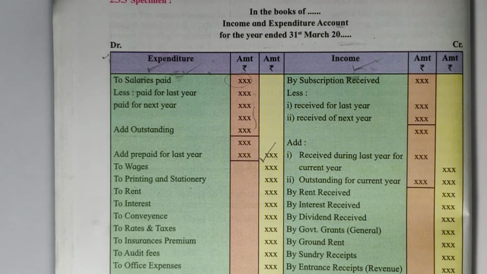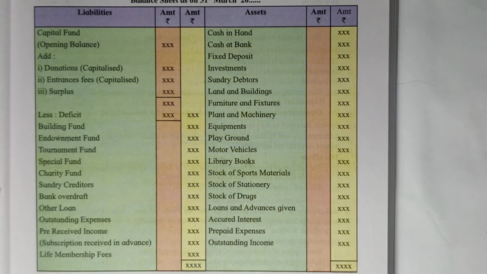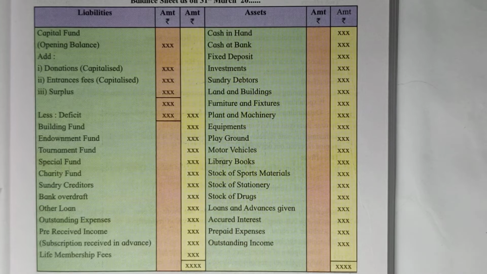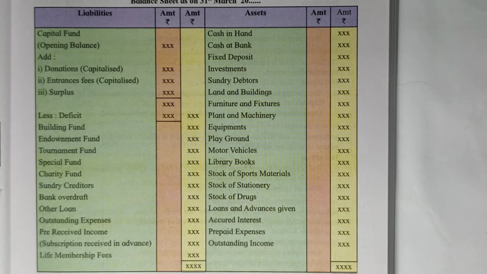Let us now have a look at the balance sheet of NPO. Balance sheet is a statement of liabilities and assets of any organization on a particular date. The balance sheet of any NPO is similar to that of any profit-making organization. So there is no such difference between the balance sheet of NPO and the balance sheet of any other form of business.